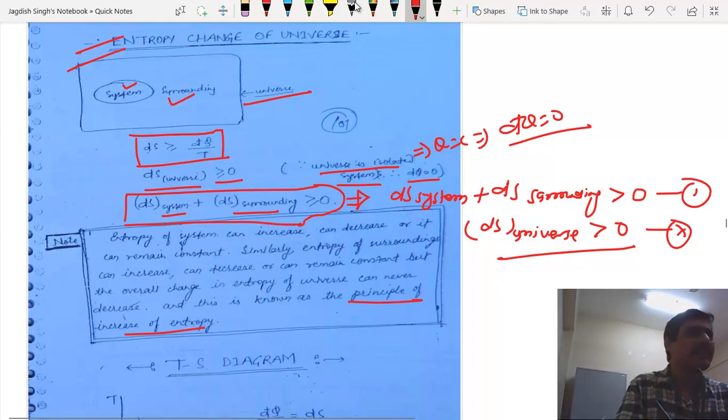Therefore, the entropy of the system can increase or decrease, or it remains constant. Similarly, the entropy of the surrounding can increase or decrease or remain constant. But overall, the change in entropy of the universe can never decrease. This is known as the principle of increase of entropy, right? This is a very important question. So this is the principle of increase of entropy.